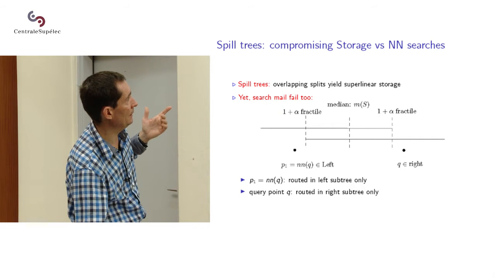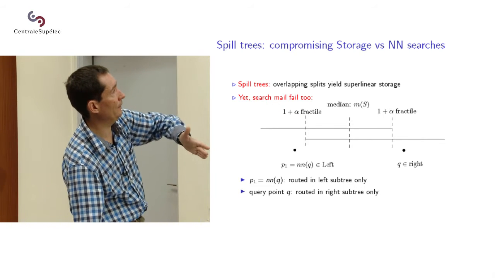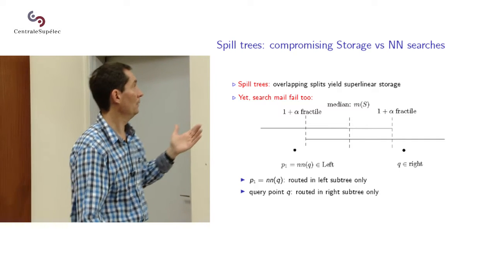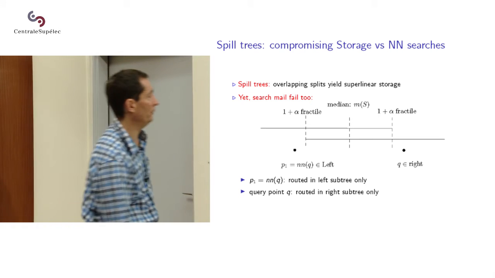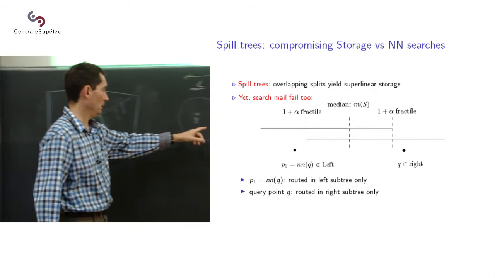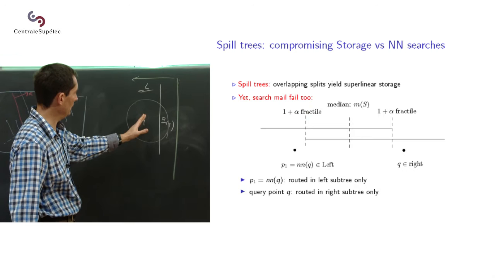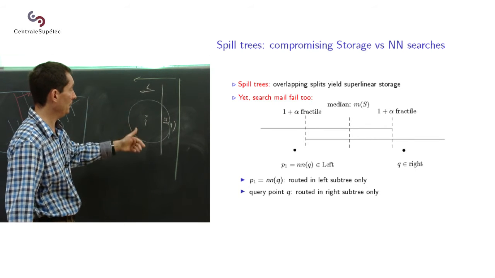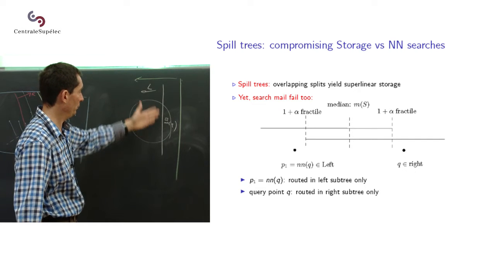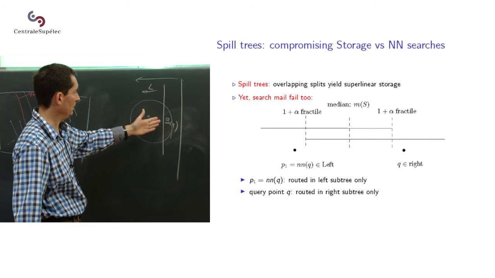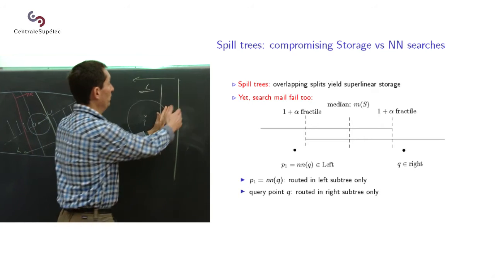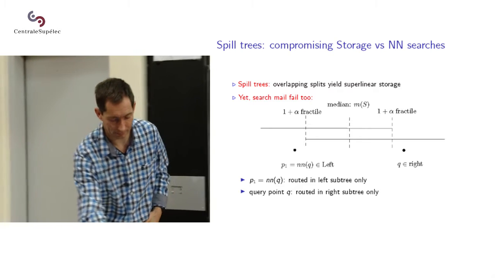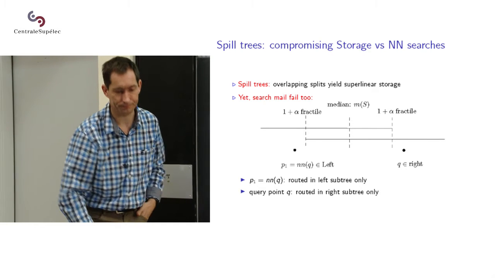So if you travel down the tree into the right subtree, you will never find this point. In other words, this problem of having a neighbor sitting on the wrong side of the boundary may still happen with a spill tree, except that the boundary is shifted. If your point is to the right of the shifted boundary, you are not going to find it. So that's still a limitation.